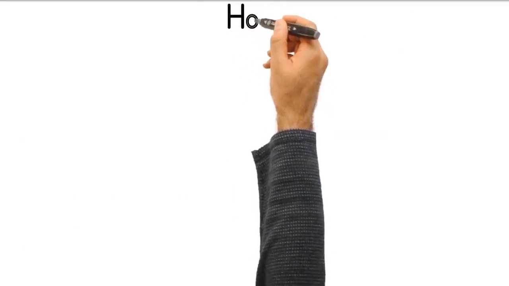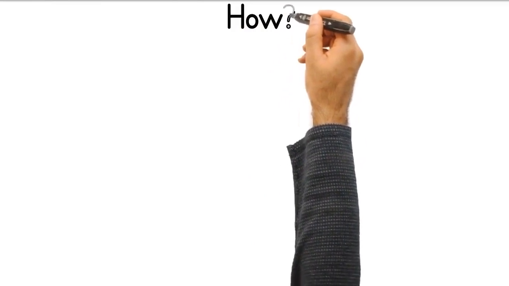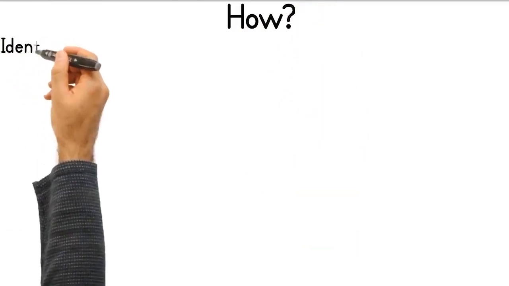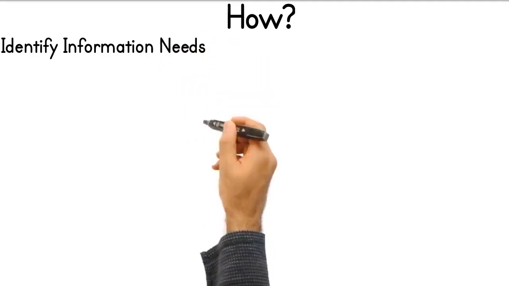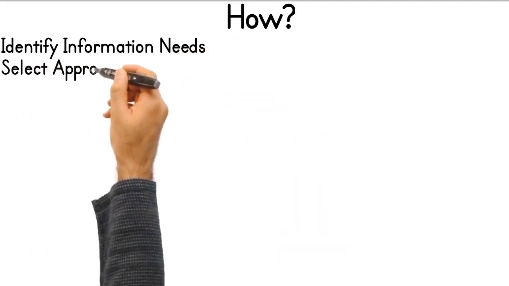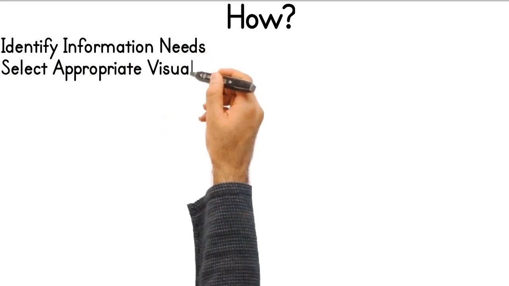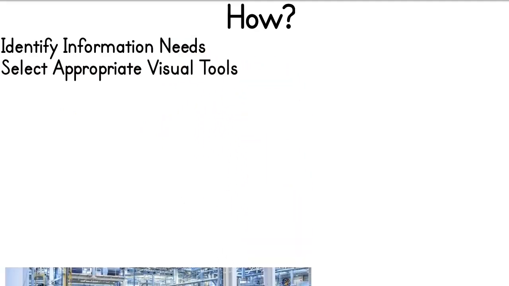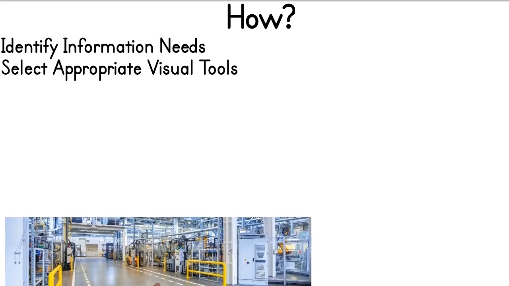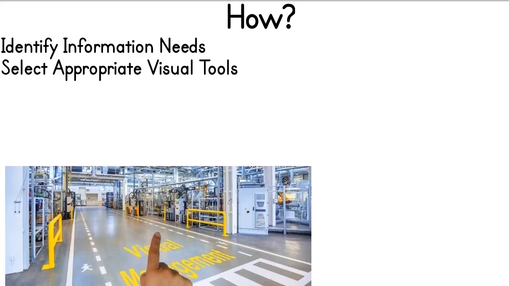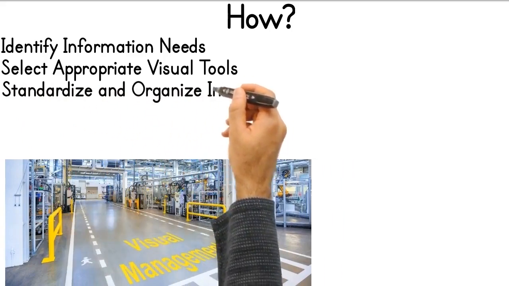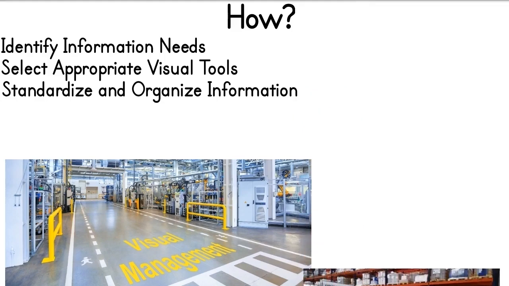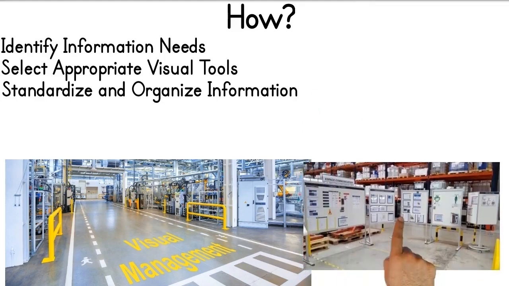How is visual management implemented? The implementation of visual management involves several key steps. 1. Determine what information is essential for communication, decision-making, and monitoring progress. 2. Select appropriate visual tools. Choose the right visual aids, such as charts, dashboards, signs, or color coding, based on the type of information being communicated. 3. Standardize and organize information.